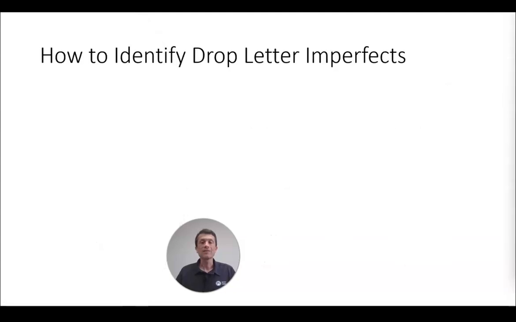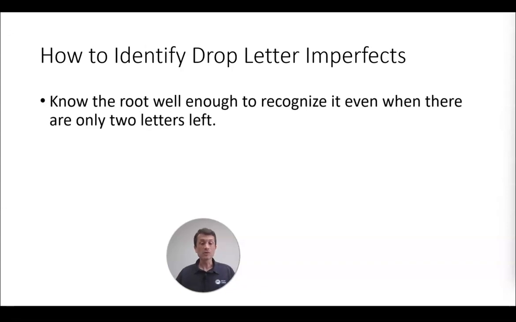So how do you identify drop letter imperfects? Well, know the roots, the vocabulary roots, well enough to recognize it even when there are only two root letters left. You have to really be attentive to those vocabulary. And when you have just the last two root letters, being able to recognize the root is a really valuable skill, and I can't emphasize that enough. Memorizing your vocab, really knowing it well, is a really important skill to have down.